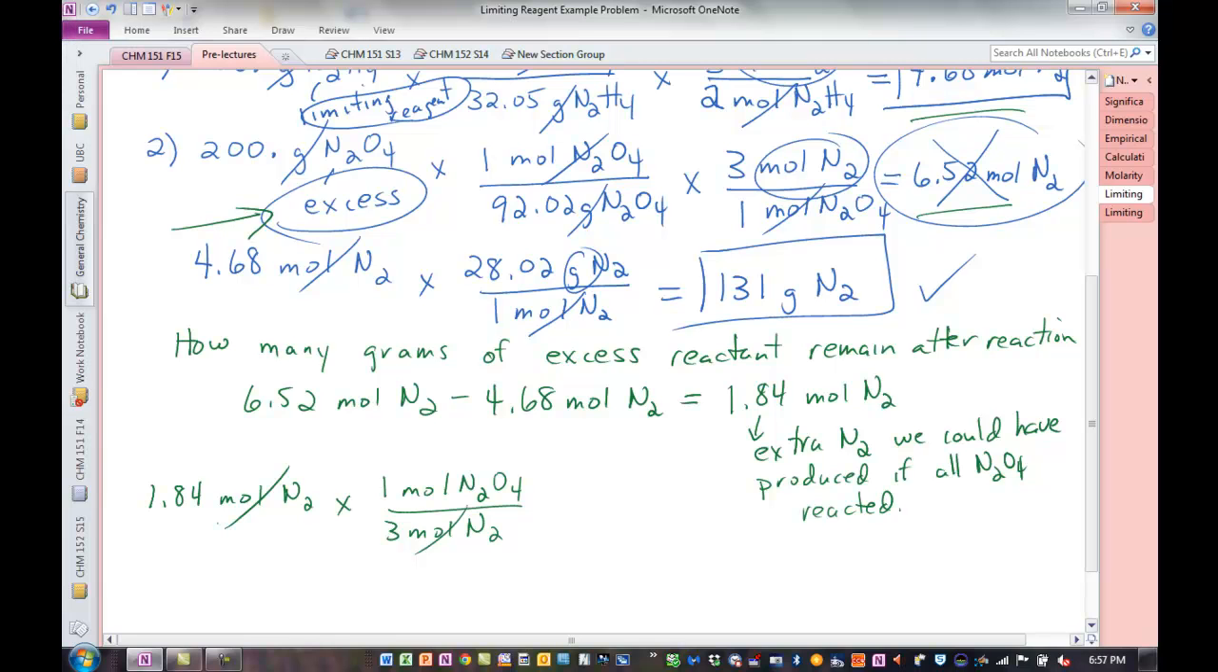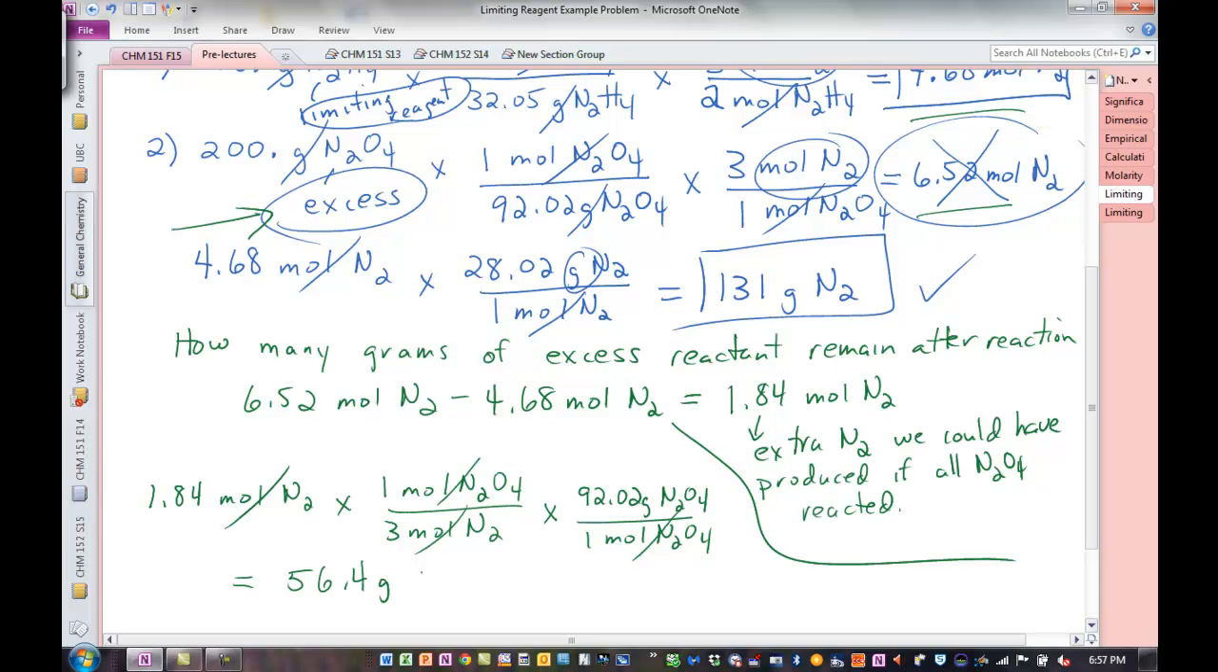Now, I asked for how many grams of excess reactant remain. This would give us moles of excess here. How do we go from moles to grams? Yeah, we need the molar mass. And the molar mass, as we calculated above, is 92.02 grams of N2O4 in 1 mole of N2O4. All right, moles cancel. And we should get 56.4 grams of N2O4 in excess. All right, not too bad.